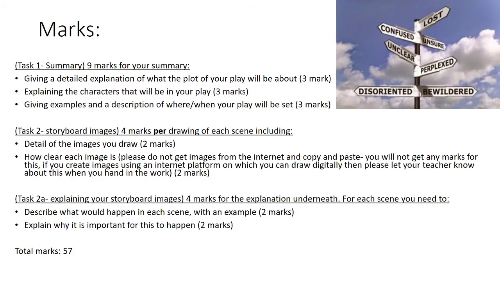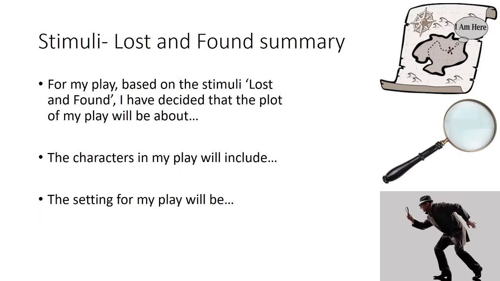For this task, you've got 57 marks in total over 3 tasks, okay? So the first one is about that summary I mentioned at the beginning of this clip. It's broken down into 3 sections: giving a detailed explanation of what the plot of your play will be about, explaining the characters that will be in your play, and giving examples and a description of where or when your play will be set. Now, I've done you some sentence starters here on one of the following slides that you can use. You can write on this document, or you can write on something separate, that's your choice.